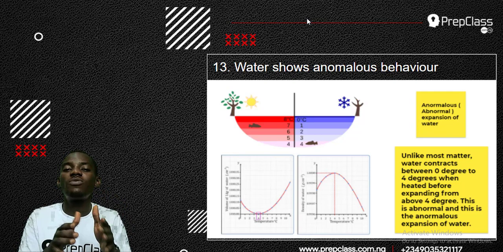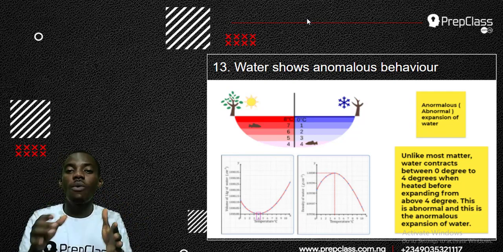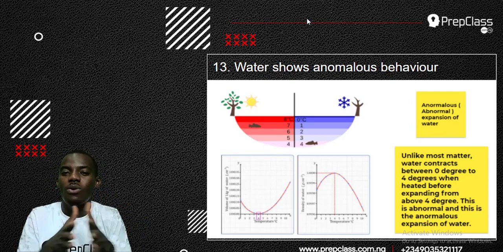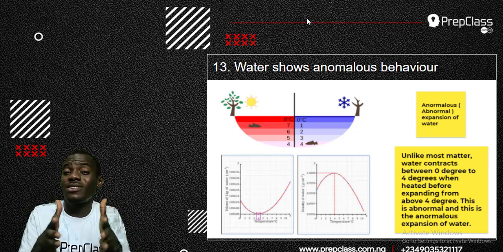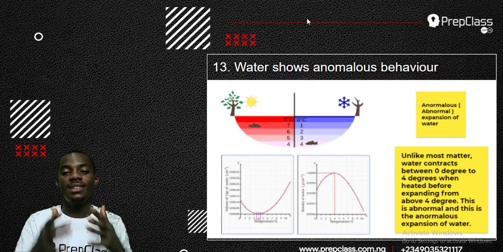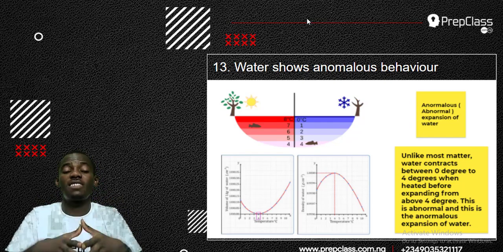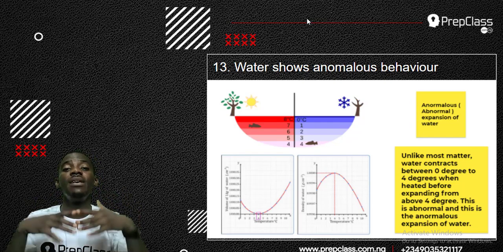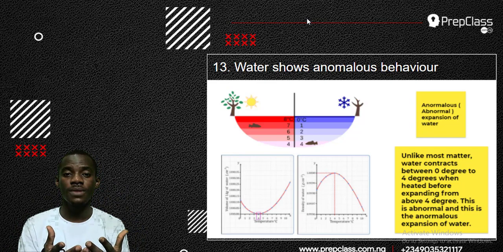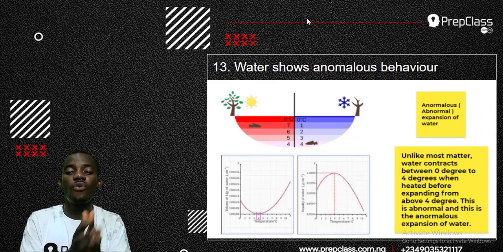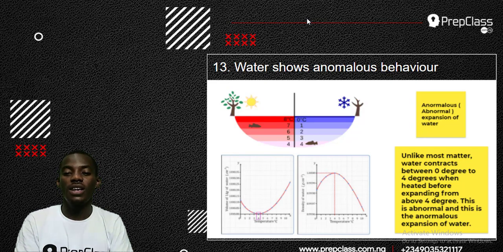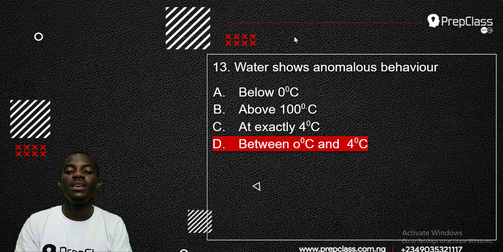That melting happens between 0 to 4, and therefore water contracts first because it's trying to adjust to the heat. So it has to contract first. Then it will begin to expand from 4 degrees Celsius onward. That's called the anomalous expansion of water. It happens between 0 to 4 degrees Celsius. So that's the answer to question number 13: between 0 to 4 degrees Celsius.